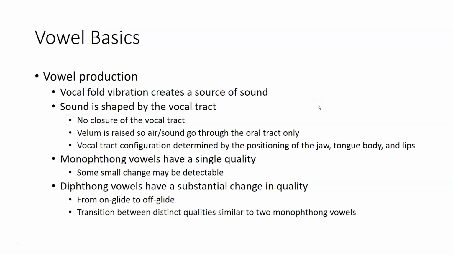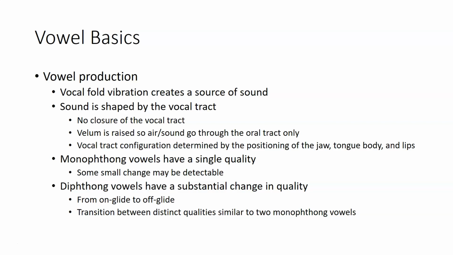Vowel production involves the vocal folds making a vibration to create a sound source, that source being shaped by the vocal tract, where the vocal tract has no significant closure. The velum is raised so that the air flow and therefore the sound go through the oral tract only. The configuration of the vocal tract is determined by the positioning of the jaw, the tongue body, and the lips.